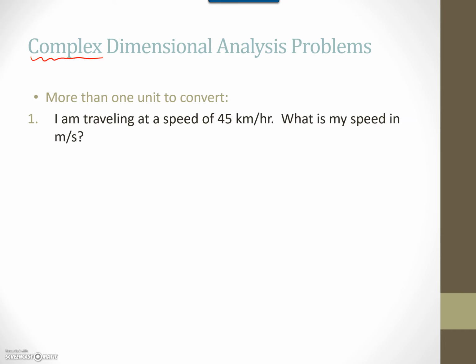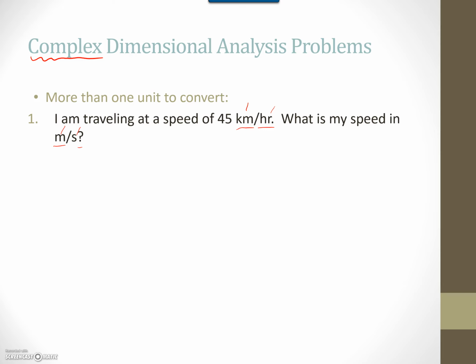Well, really it's two things. First of all, maybe we have a problem in which there's more than one unit to convert. All right, so I'm just going to do this as examples. Let's say I'm traveling at a speed of 45 kilometers per hour. What is my speed in meters per second? So in this case, there's more than one unit to convert because I'm going to convert kilometers to meters and then hours to seconds. So it's going to be a two different conversion problem.